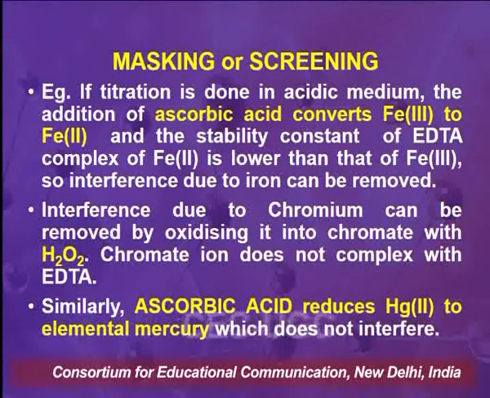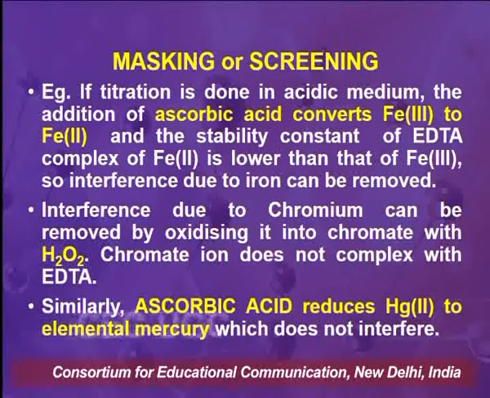That is, if both Fe3+ and Fe2+ are present in a solution and one of them has to be determined or estimated, then ascorbic acid needs to be added, which changes the stability constant of one of the complexes with EDTA and masks it. Interference due to chromium can be removed by oxidizing it into chromate with hydrogen peroxide. Chromate ion does not complex with EDTA.